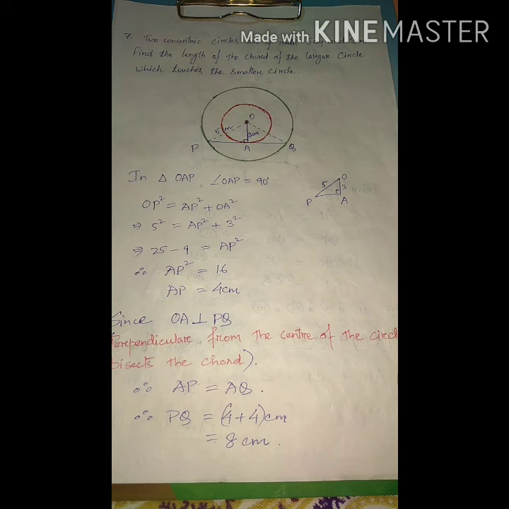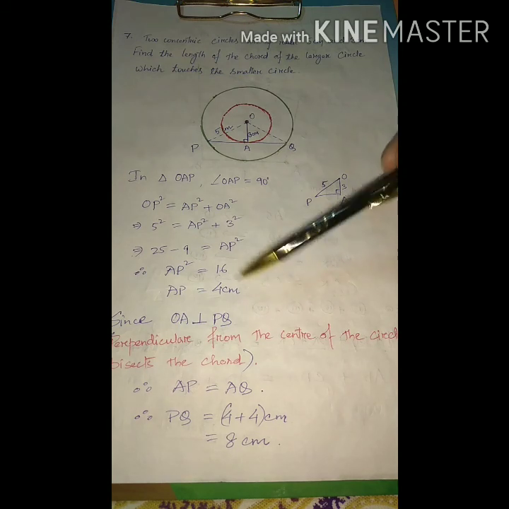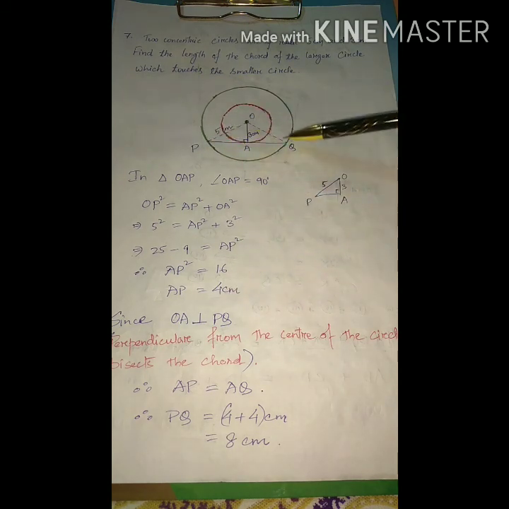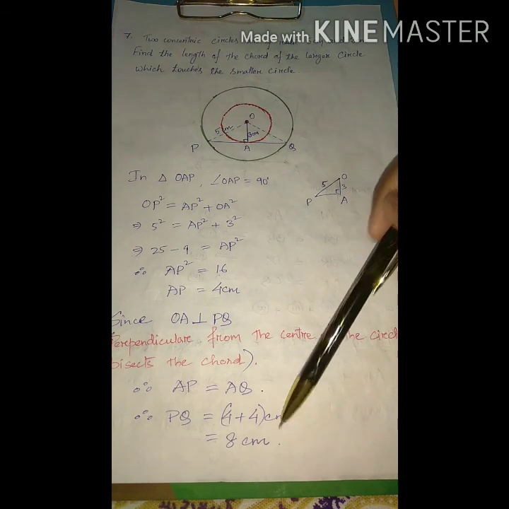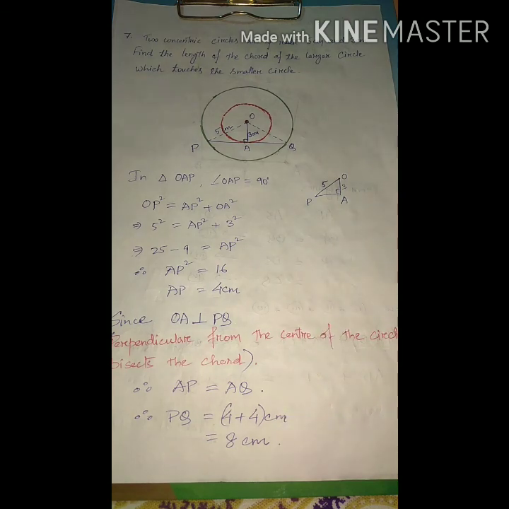Is it clear? So after writing AP equal to AQ, since we know the AP length, how much do we get here? 4 cm. So AP is equal to AQ, that means AQ is also 4 cm. So PQ equals 4 plus 4, 8 cm. Is it clear? Okay.